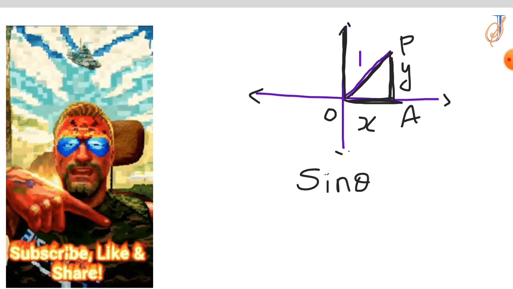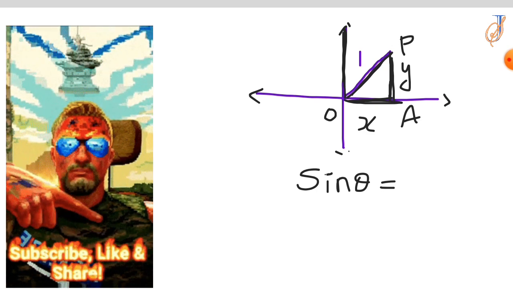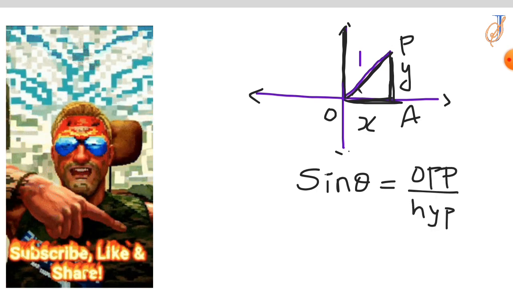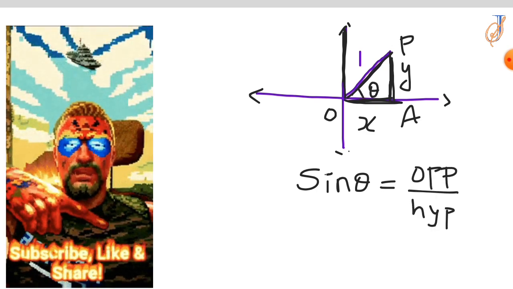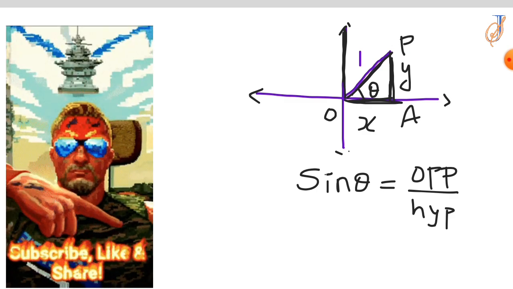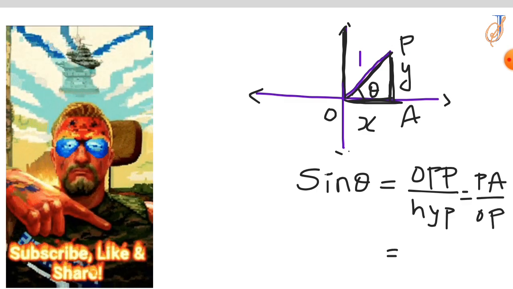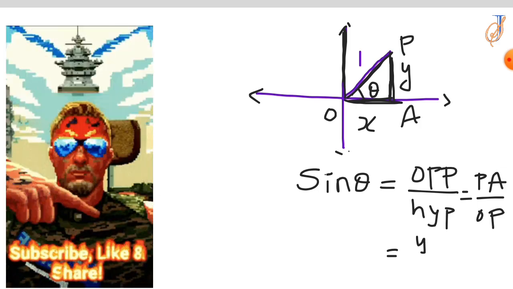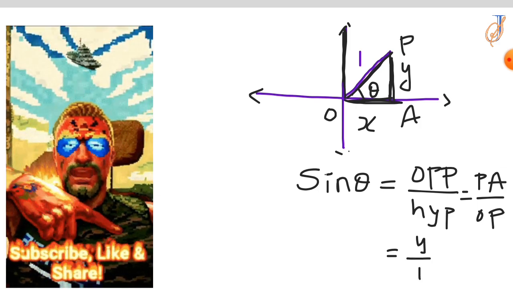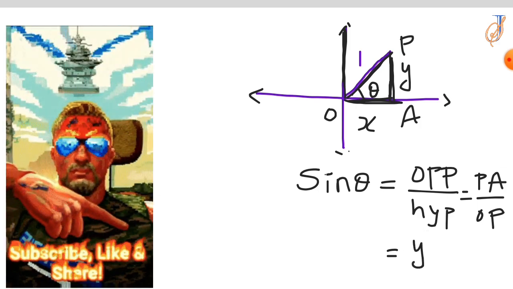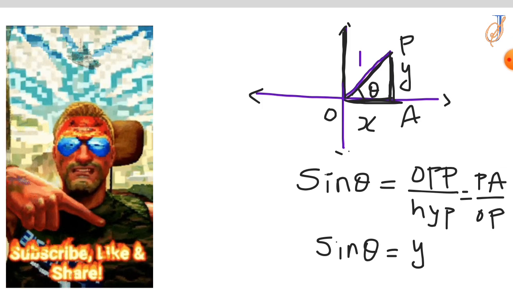So what is the ratio of sine theta? Opposite side by hypotenuse. This is our angle. So if this is the angle, what is the opposite side? Opposite side is PA over hypotenuse OP. PA is nothing but y, hypotenuse is nothing but 1. Y over 1 is nothing but y only. So sine theta is equal to y.